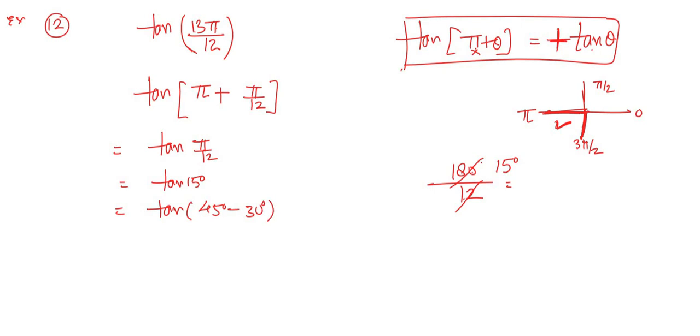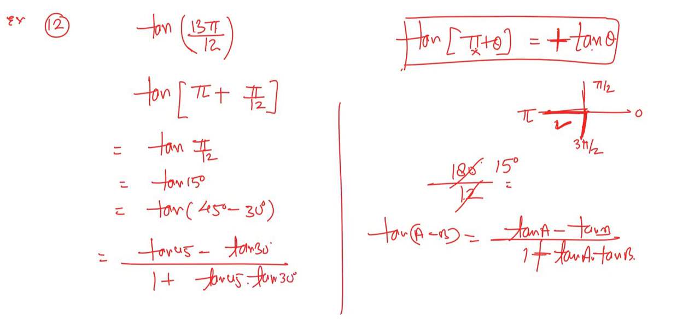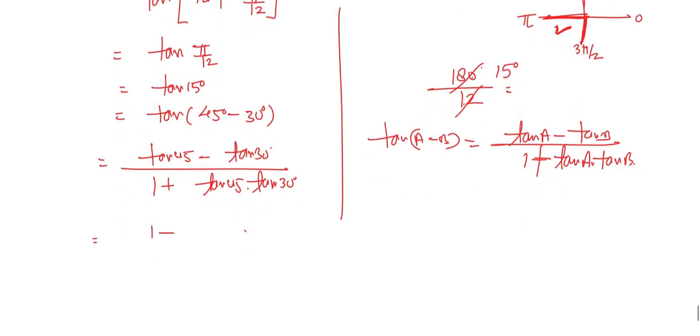And what is the tan A minus B formula? Write down: tan A minus B is tan A minus tan B over 1 plus tan A tan B. This is the formula. So I will use here tan 45 minus tan 30 over 1 plus tan 45 and tan 30. Correct? And what are the values? We will just write down the values. Tan 45 is 1, tan 30 is 1 by root 3, over 1 plus 1 into 1 by root 3.